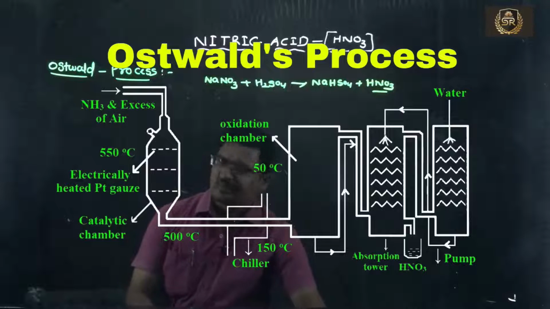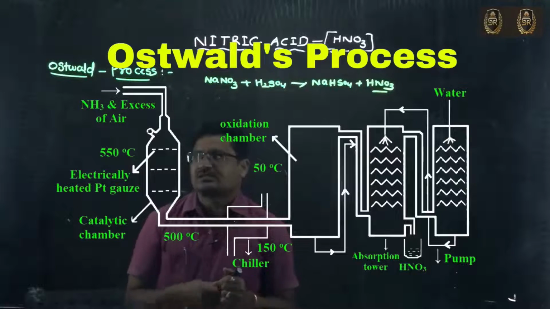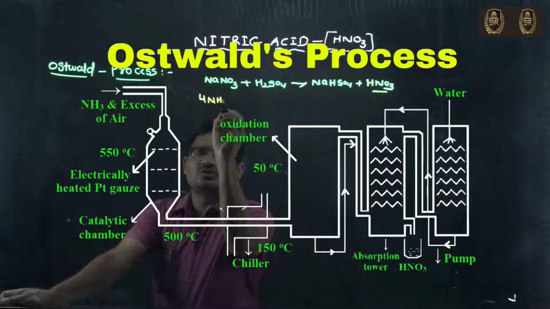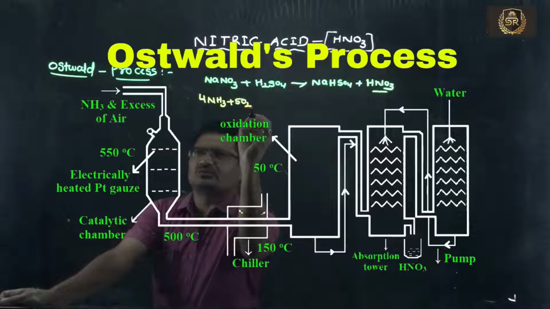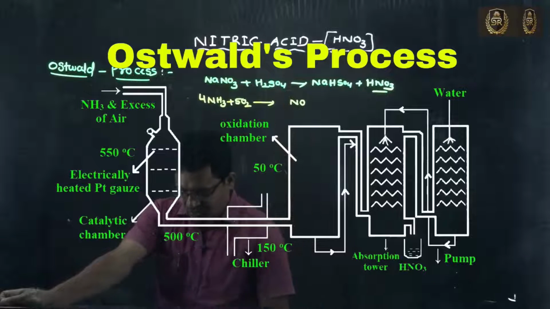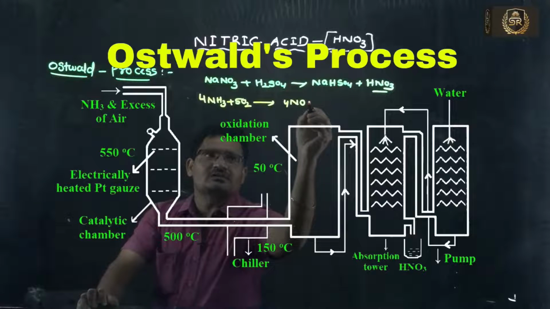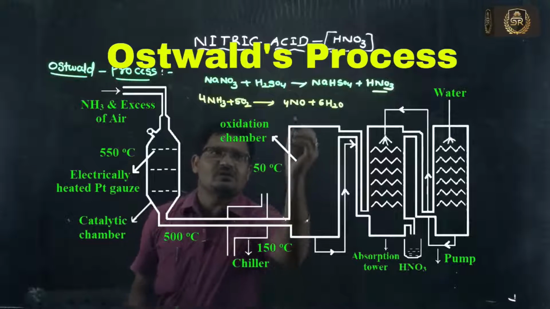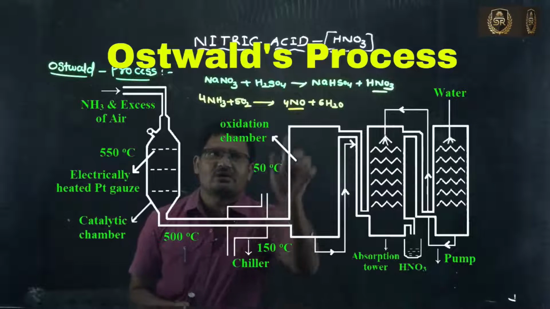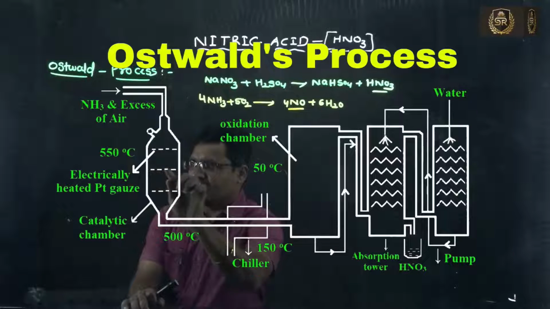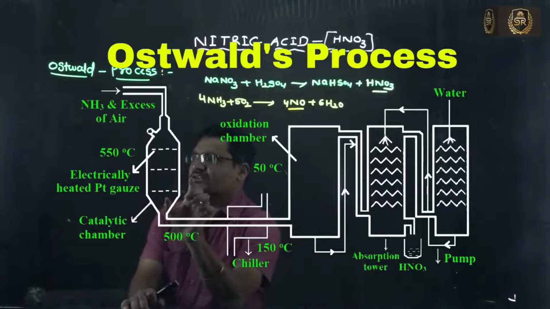Now this nitric acid can be prepared from the Ostwald process. This is the Ostwald process, 4:5 ratio. Ammonia mixed with oxygen in the presence of platinum gauze to get nitrogen monoxide plus water. This nitrogen monoxide is formed in the catalytic chamber, where ammonia mixed with air in the presence of platinum gauze gives nitrogen monoxide.